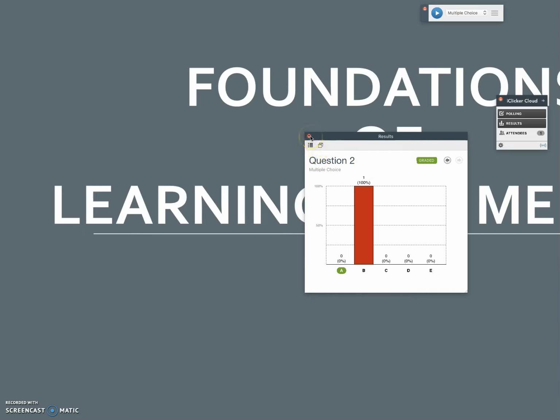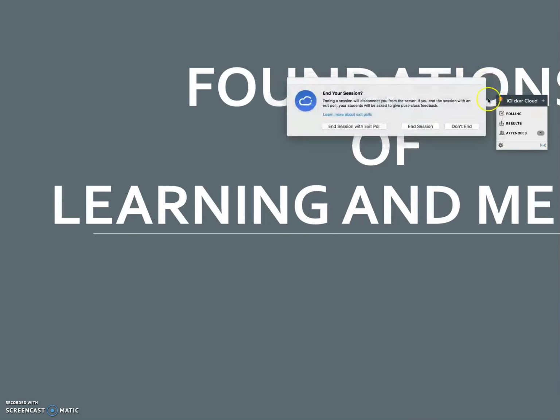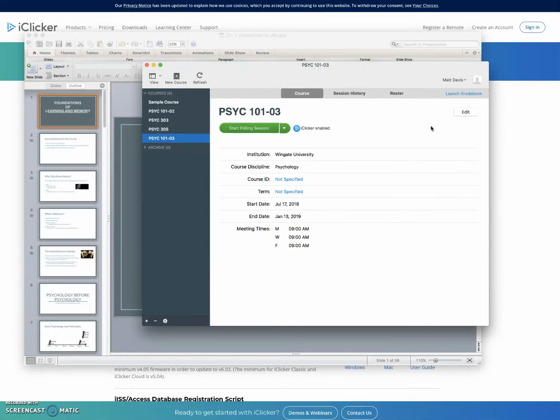So let's pretend class is over. Let's go back to our software. I'm going to close this down. It's going to prompt me with the question of, do I want to end class with an exit poll where I ask students to give feedback or to give any questions they have? It's a good opportunity if you want to do any kind of follow-up. I'm not going to in this case. I'm just going to hit end session.